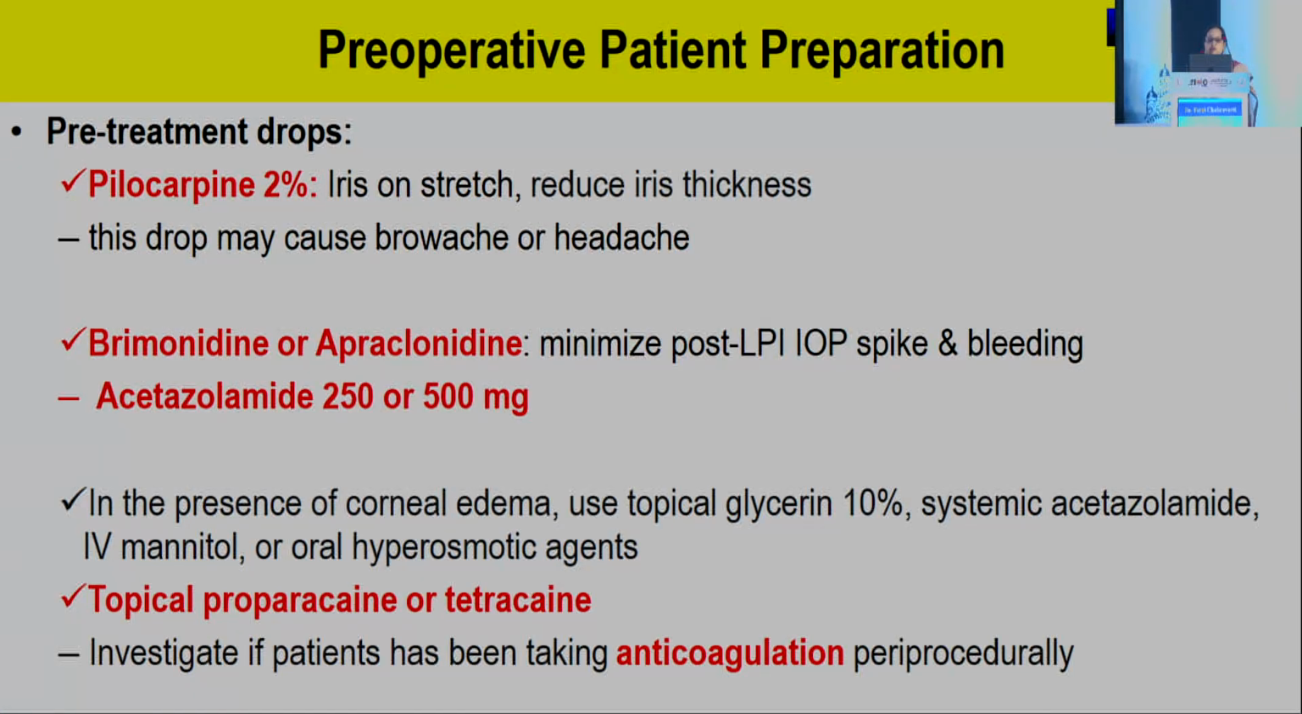Now pilocarpine 2% is needed to make the iris stretch and reduce the iris thickness. Now please be careful when you are using this for high myopia. Now brimonidine or apraclonidine minimize post-LPI IOP spike and bleeding. You can use acetazolamide 250 mg or 500 mg, and topical proparacaine.